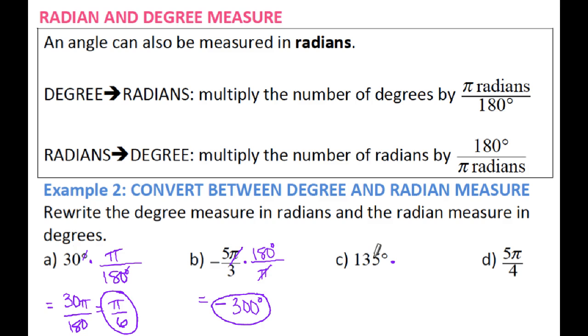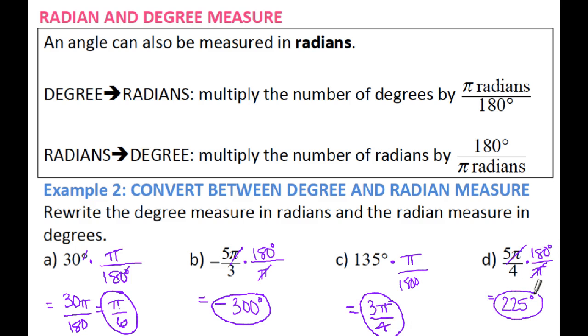For letter C, I have 135 degrees. I want to change that to radians, so I'm going to multiply by pi over 180 degrees. And that's going to reduce to 3 pi over 4. And then finally, I have my radians, so I want to switch to degrees. So I'm going to multiply by 180 over pi. Pi's cancel. I'm going to have 5 times 180 divided by 4, which gives you 225 degrees.